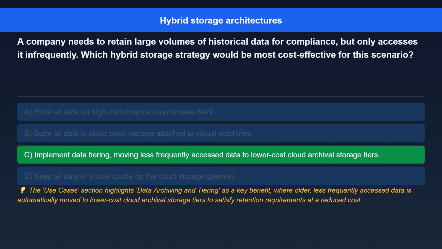The correct answer is implement data tiering, moving less frequently accessed data to lower-cost cloud archival storage tiers. Here's the explanation. The use cases section highlights data archiving and tiering as a key benefit, where older, less frequently accessed data is automatically moved to lower-cost cloud archival storage tiers to satisfy retention requirements at a reduced cost.